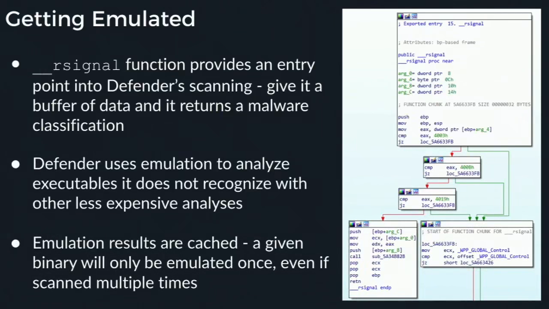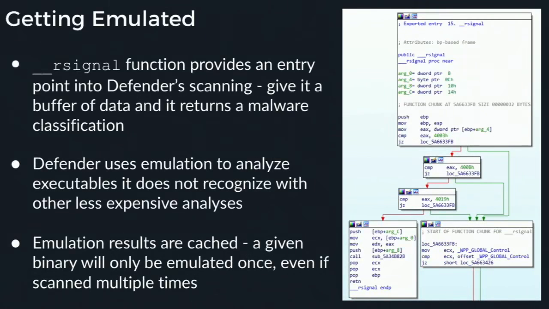You give it a buffer of data, and it comes back with a classification of the malware. Was it malicious? What is it? And what's its name? That's what we saw with the EICAR test file example. As I said, Defender uses emulation to analyze potentially malicious binaries that it doesn't recognize with other less expensive analyses, such as hashing or other heuristics like that.